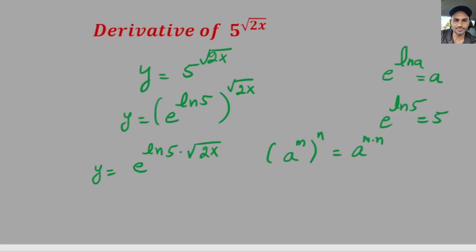Okay, so in the next step, I'm going to take the derivative of this. So we get dy over dx equals d over dx of e to the ln of 5 times the square root of 2x. Okay. So now we have this e to the something function. We want to take the derivative of that. So we're going to apply the chain rule here.